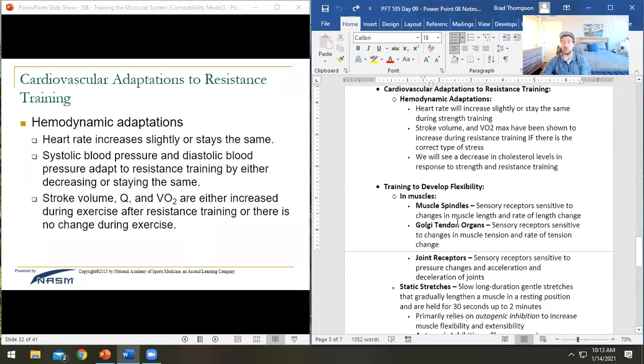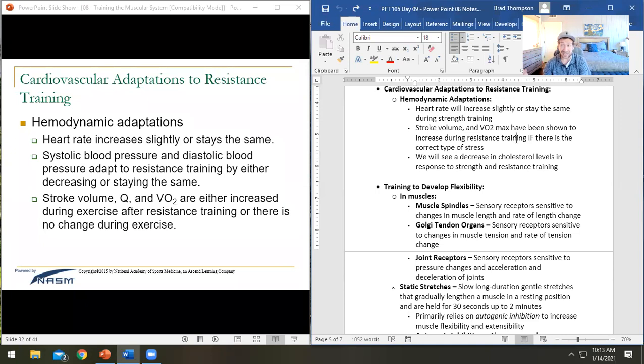And then what's really fun about resistance training, I know it's not the same as cardio. It's not like lifting weights is going for a run, but there are cardiovascular changes. There are hemodynamic adaptations. It's your cardiovascular stuff. So your heart is going to get slightly stronger due to strength training. When you're strength training, your heart rate goes up in the same way that it does during cardio.